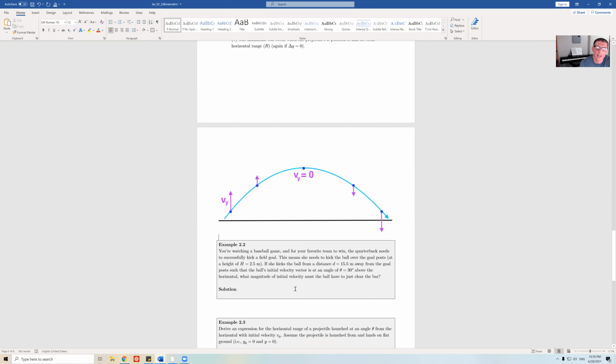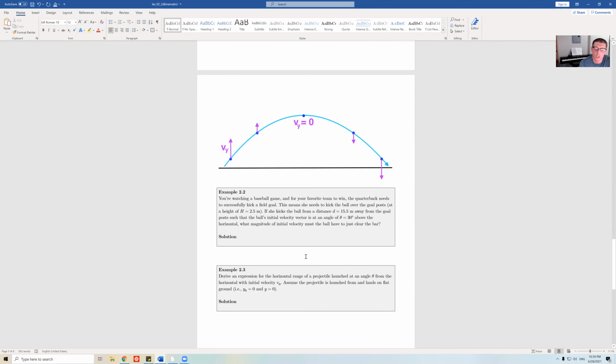So looking at an example, okay, you're watching a baseball game, right? And for your favorite team to win, the quarterback needs to successfully kick a field goal. So this means that she needs to kick the ball over the goalpost at a height of big H equals 2.5 meters. And she's going to be kicking the ball from a distance d equals 15.5 meters away from the goalpost. And the ball is going to be launched at an angle of 30 degrees above the horizontal, right? So we need to solve for what the initial velocity is that she must impart to the ball to make this happen, right?